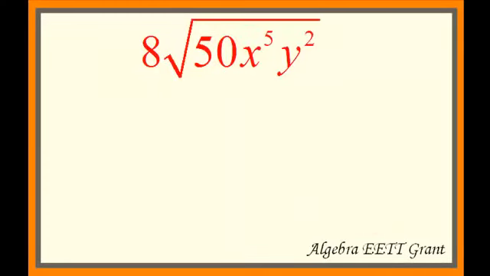Now we're going to up the ante a little bit. We've talked about how to use prime factorization for numbers. Now let's do that with variables as well. So now we have an x to the 5th, a y squared.